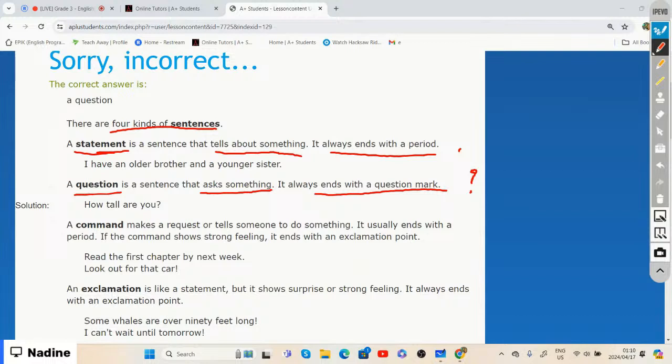An example of a question is, how tall are you? Or if you ask, what is your name? Or how old are you? What time is it? What time does school start? What are you doing? What are you watching? Those are all examples of questions. And remember, we said that a question ends with a question mark.